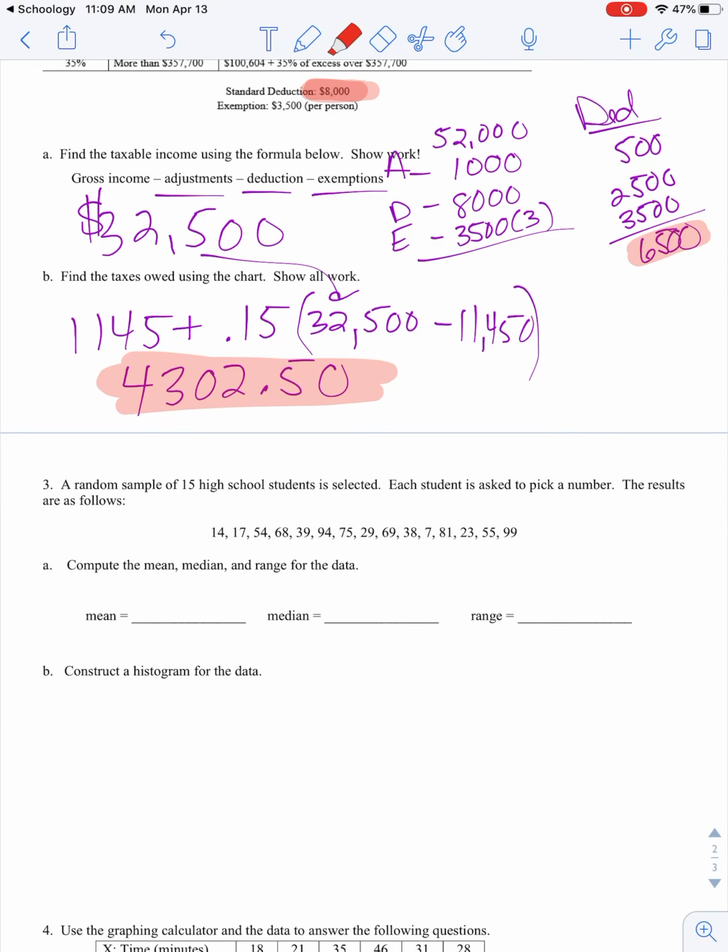Okay, so just remember, you're always doing the subtraction, ADE, and then go to the chart using the taxable income.